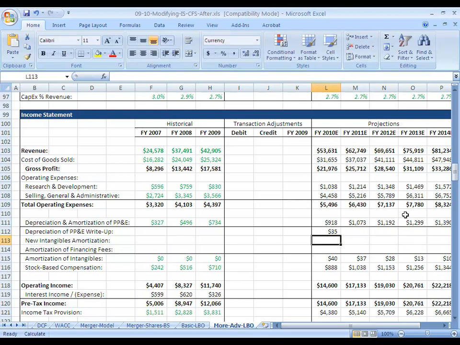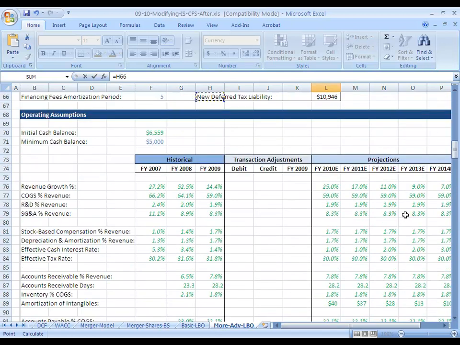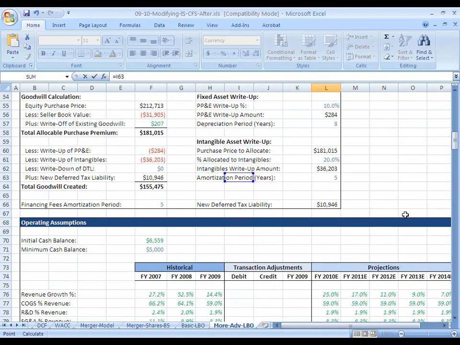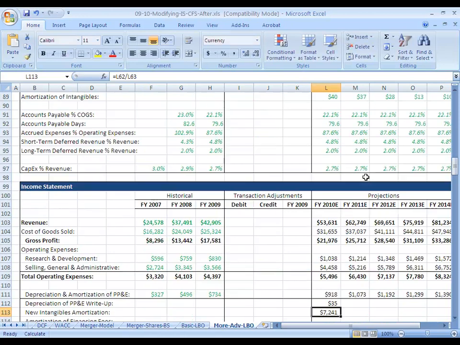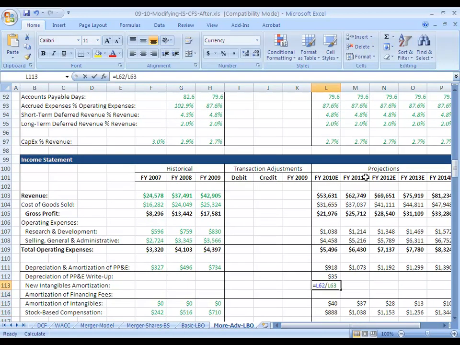Now for the new intangibles amortization, we're going to do a similar thing. We're just going to assume straight line amortization, just like we assume straight line depreciation for the PP&E write-up. And we're going to go up to our purchase price allocation schedule, take this intangible write-up amount, and then divide by the amortization period of 5 years. I will anchor both of those once again.